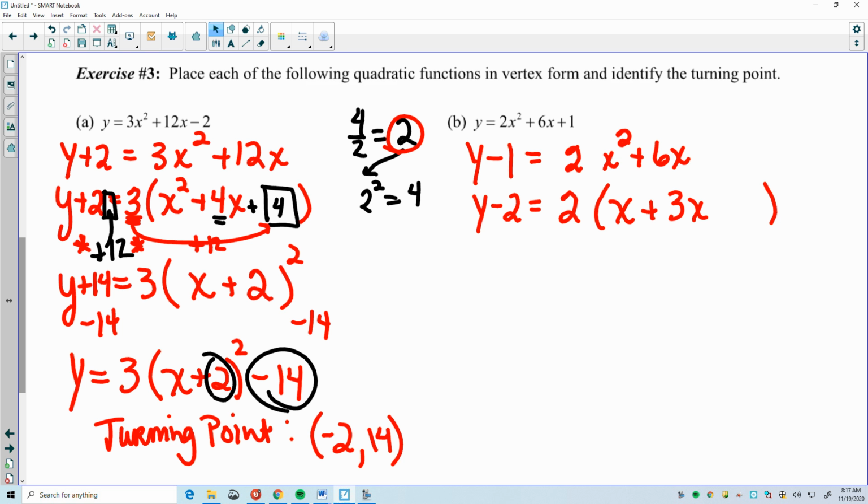Okay, so again, thinking to myself, I have to add something to this side. Don't forget we have to multiply it. Then I have to add that same thing in over here. Okay, so we find our middle term, and here's where it gets a little difficult. We find our middle term. Our middle term is 3. We take half of 3.